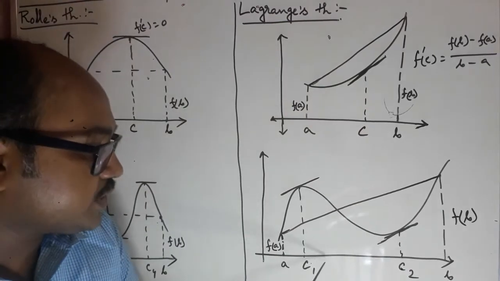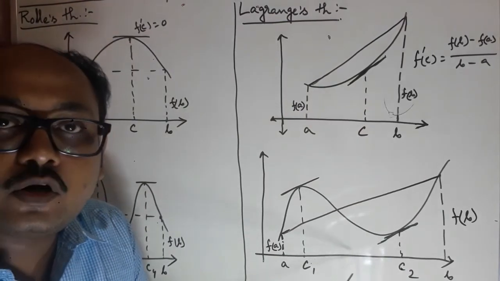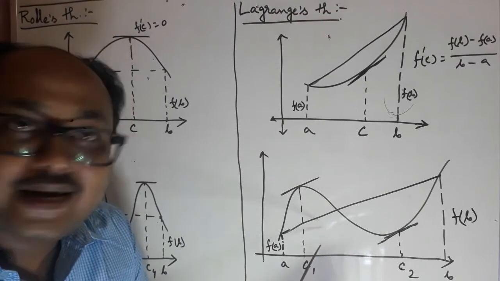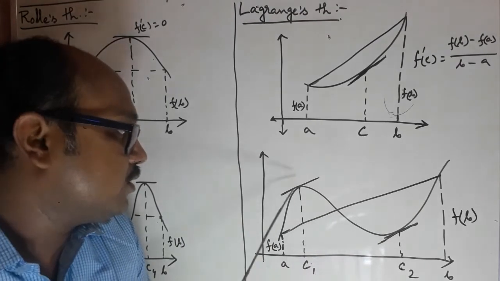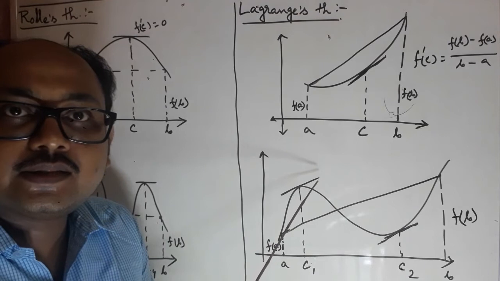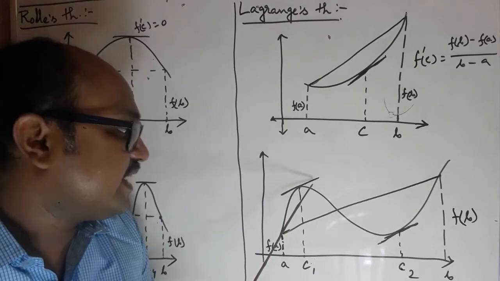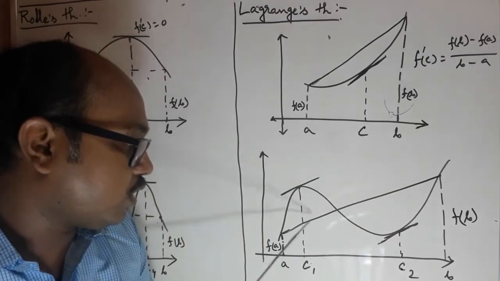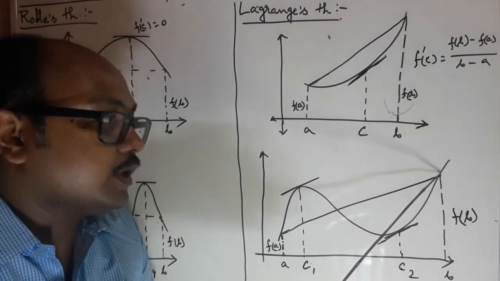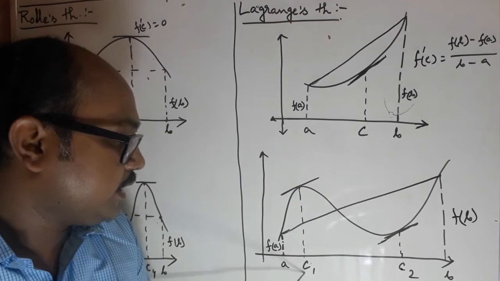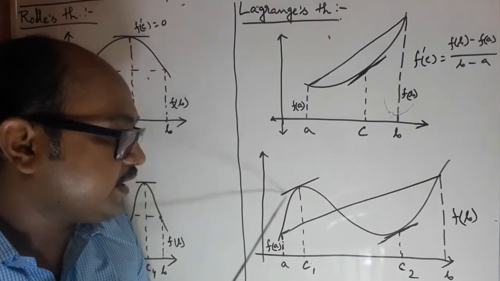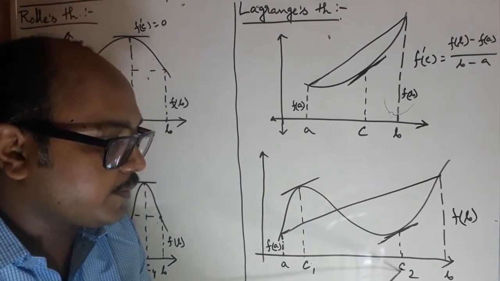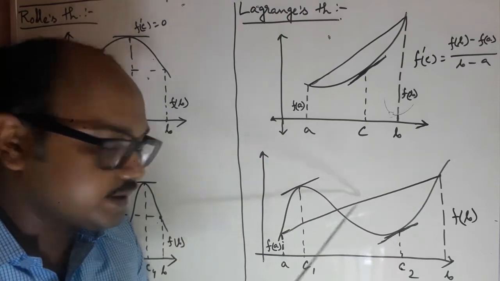Here in this graph you see the significance of the words "at least". That means there exist more points than one. There exist more points where the tangents are parallel to the chord joining (a, f of a) and (b, f of b). You see, at the point C1 the tangent is parallel to this chord, as well as at the point C2 the tangent is parallel to this.